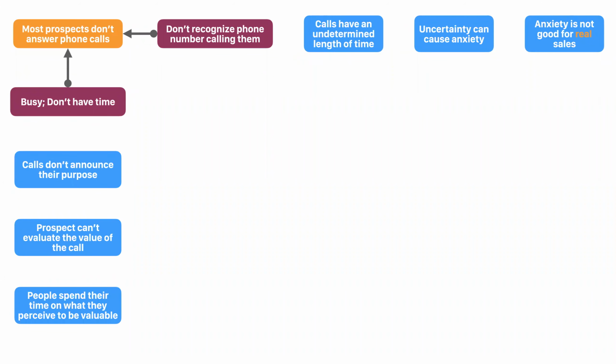We had that the calls don't announce their purpose, prospects can't evaluate the value of the call, and people spend time on what they perceive to be valuable. So "busy and don't have time" and "don't recognize the phone number" are both being addressed by these 6 blue boxes. Those are the things that we want to watch out for.